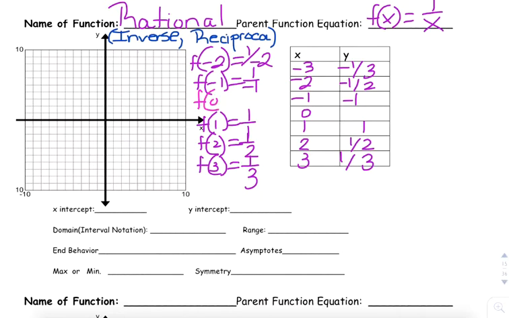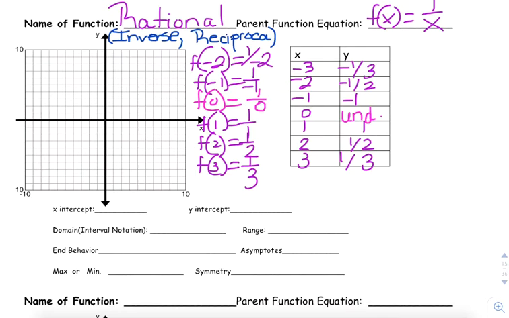f of 0 would be 1 over 0. This is usually the part where people want to say either 0 or undefined. In algebra, if we try to divide by 0, our value will always be undefined. So we are not allowed to divide by 0. In other words, 1 over 0 is not possible, so we say undefined. So we will not have a value at an x of 0.